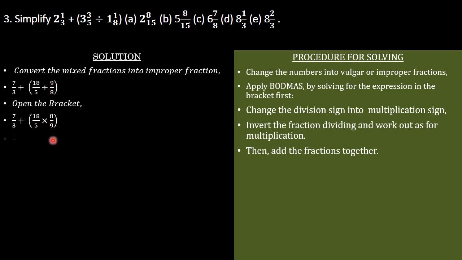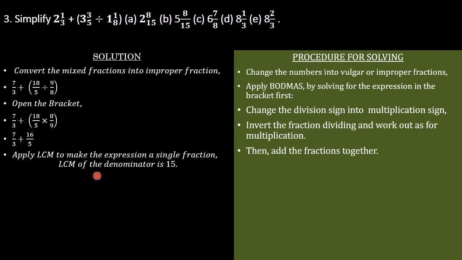We now have 7 over 3. When you multiply this, we have 16 over 5. Then apply LCM to make the expression a single fraction. The LCM of the denominators here, that is 3 and 5, is 15.